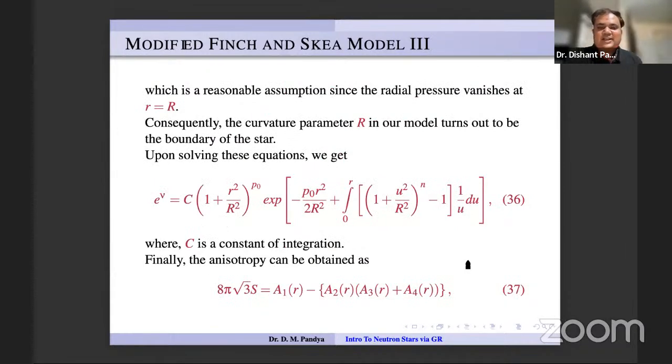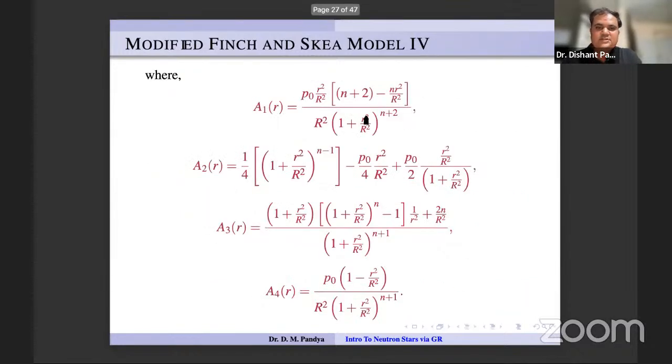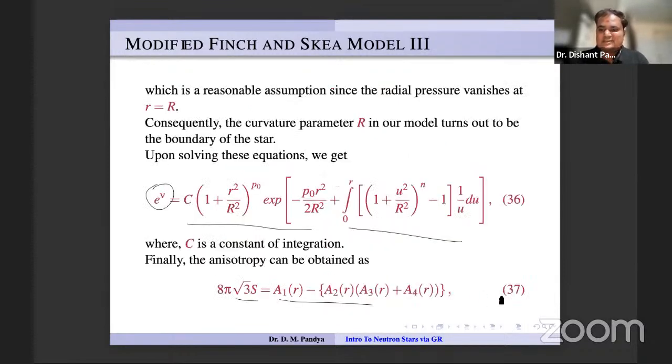But once I consider that expression, I can solve the system of equations in order to find this e to the power nu, which is a very large expression here. And the anisotropic expression is also obtained here. A1, A2, A3, and A4 expressions are nothing but this one. So basically, you just club all 4 expressions in order to get the actual anisotropy expression, equation number 37. It was a lengthy expression, and hence I am writing it in this way.